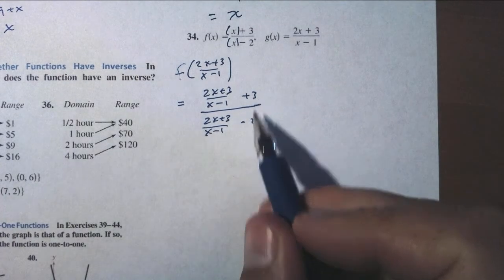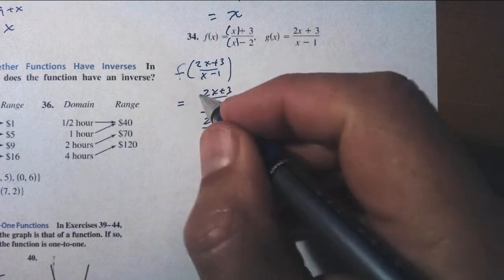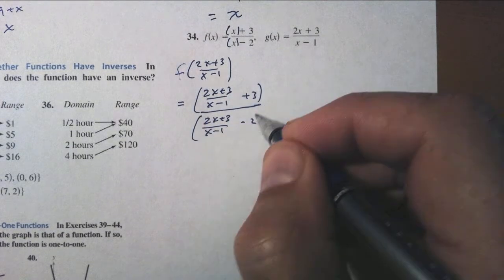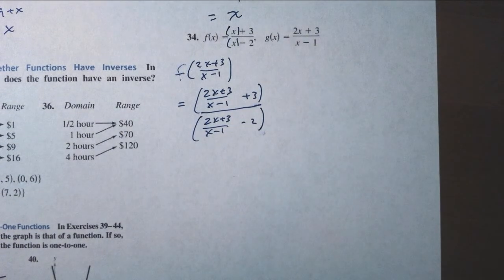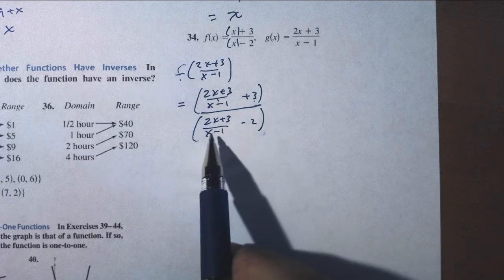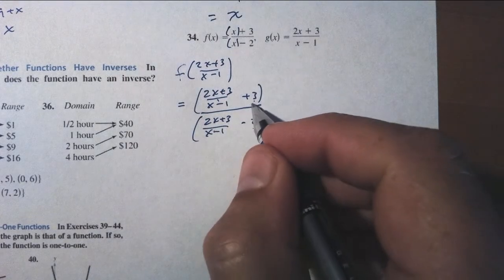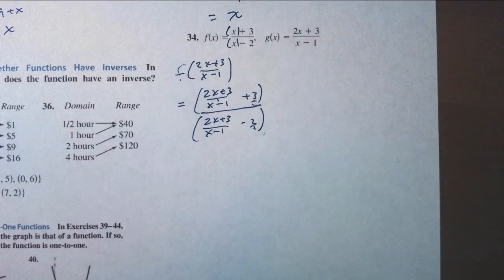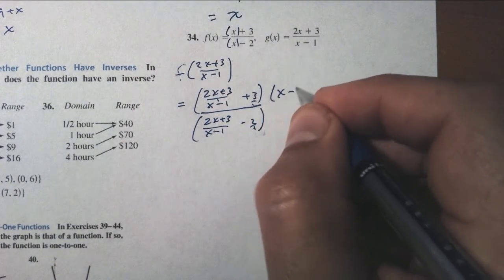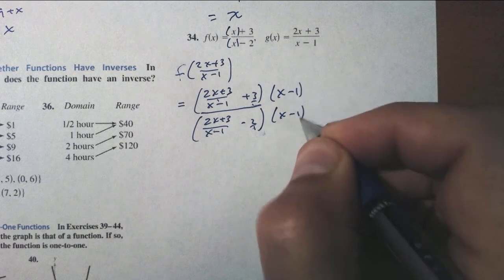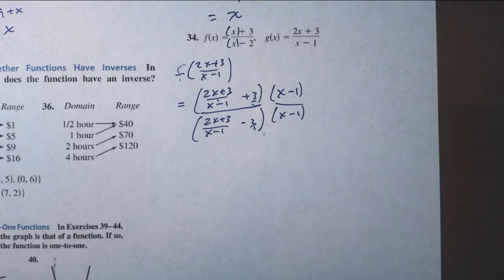You might get common denominators and smash these together, but I'm going to multiply top and bottom by the least common denominator out of this term, this term, this term, and this term. Of course, these have denominators of 1. So I'm going to multiply by x minus 1 on x minus 1, a really important algebra step that makes things much easier down the road.